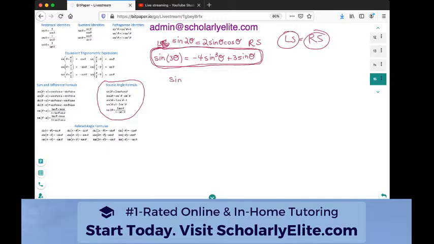Sine of 3 theta, sorry, not 30, is the same thing as saying sine of 2 theta plus theta, because 2 theta plus theta is 3 theta, right? And keeping this in mind, we can recall our sum and difference formulas, these ones right here, and in particular, we're going to be looking at this one right there. And we can break this down even further.